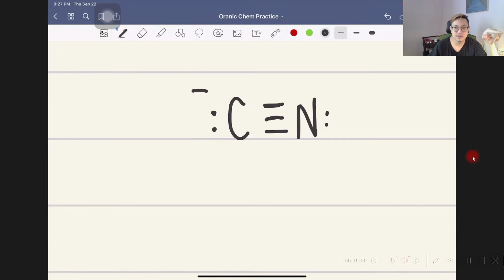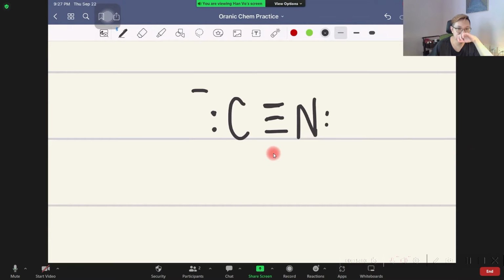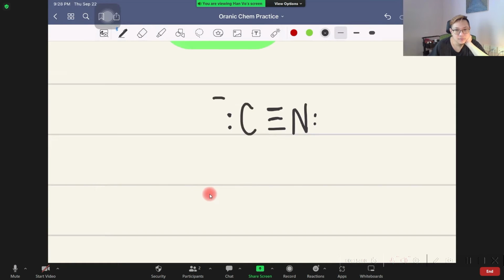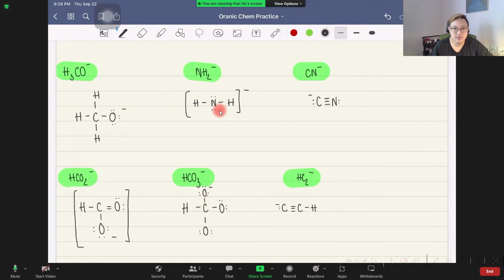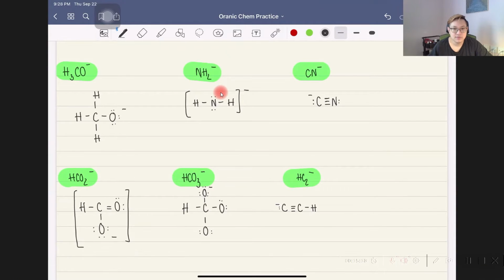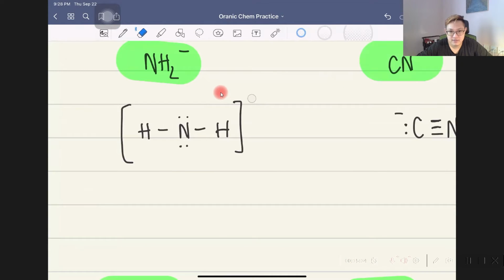I think for the previous one, which one is the previous one? Can you just move to the left, please? Okay, here. For this one, the minus should be on the nitrogen, I think. For NH2 minus, the minus should be on the nitrogen. Where's the formula that you mentioned? NH2 minus, right here. Yeah, so I believe that the minus should be at the N.